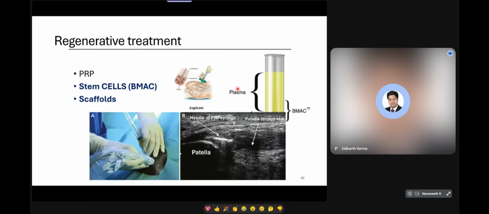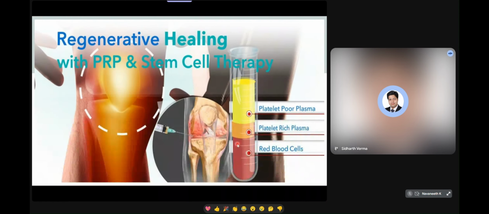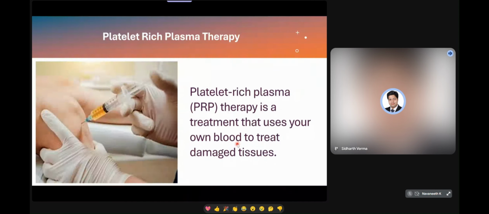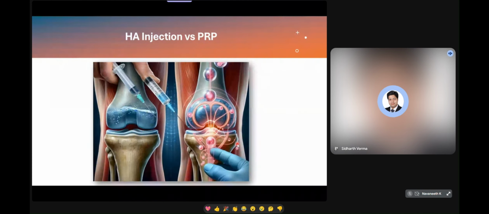So how we put it is very important, because we need to be sure that we are putting it in the correct spot. We take the needle and we put it inside, and you can see this is a tendon, and this is a needle going inside. And if there is a tear, or damage, or arthritis, you can actually pinpoint and target under ultrasound guidance. So this is a treatment that uses your own blood to treat the damaged tissues.